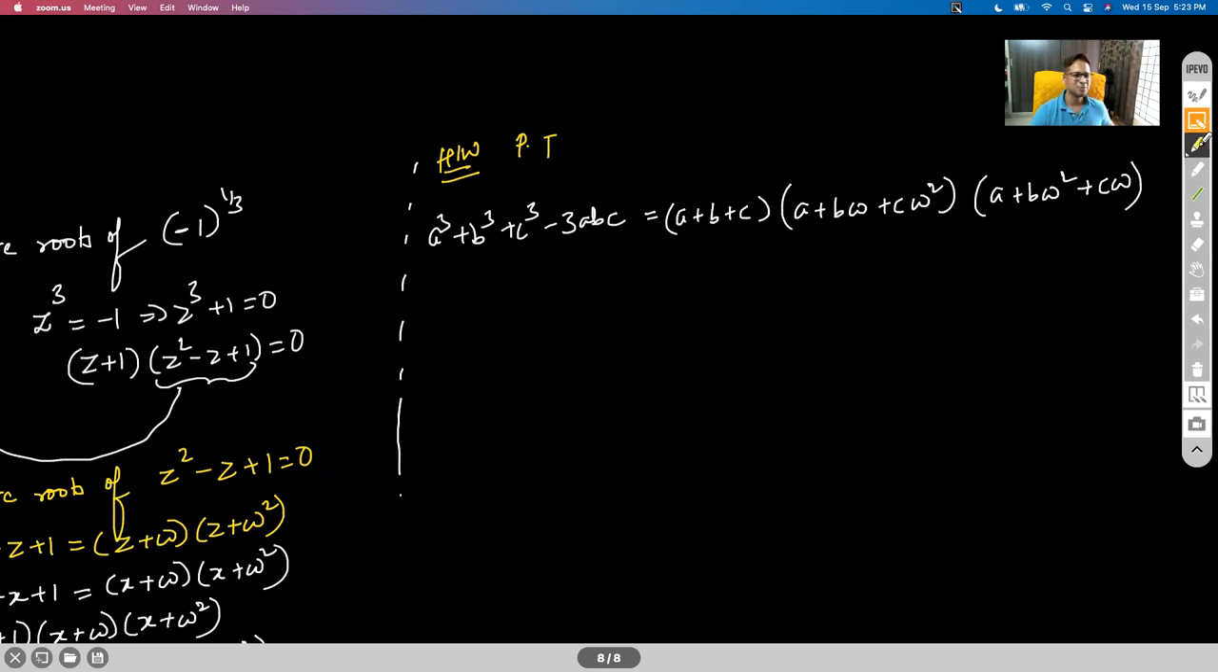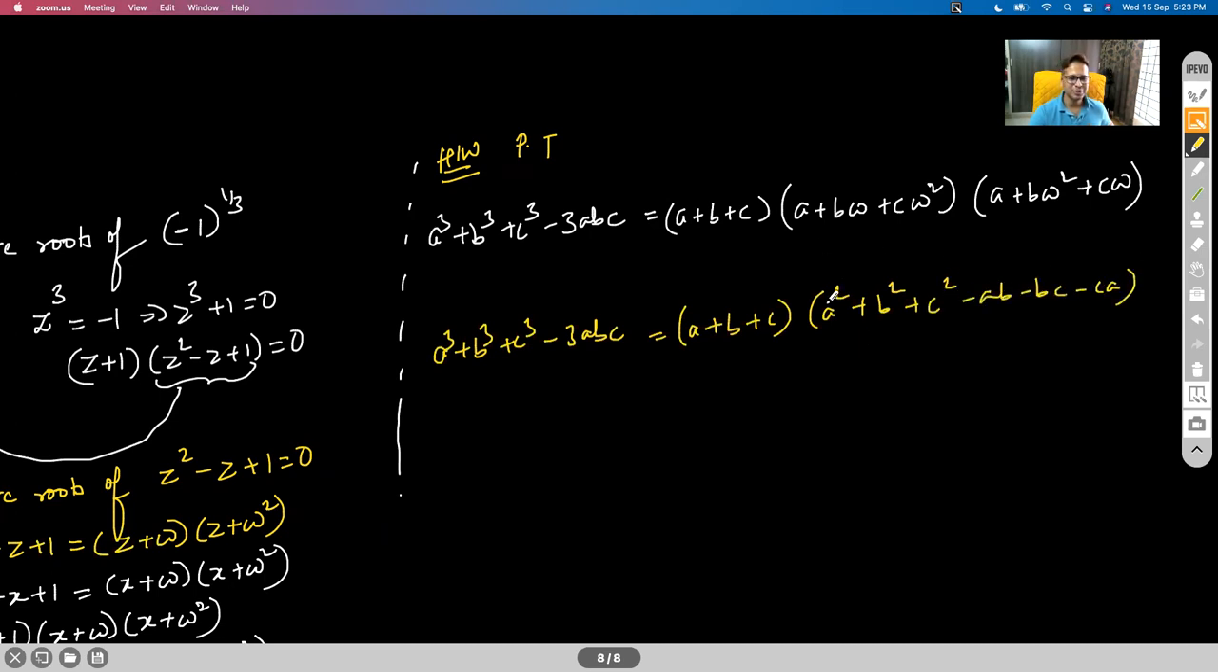I know most of you already know that this can actually be written as a plus b plus c into a square plus b square plus c square minus ab minus bc minus ca. All you need to show in your homework is that this part is obtained by multiplying these two. That's very easy to prove. You can definitely do it, so please try this out. Many people ask, sir, after proving it, should we remember this result? I would say yes, it may be useful somewhere.